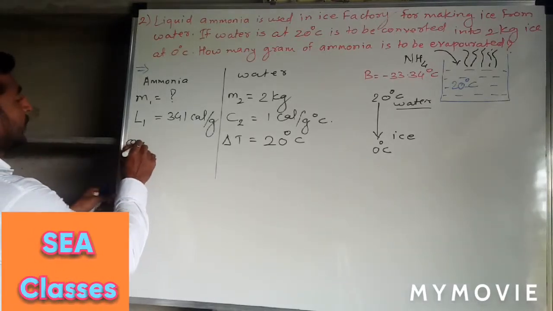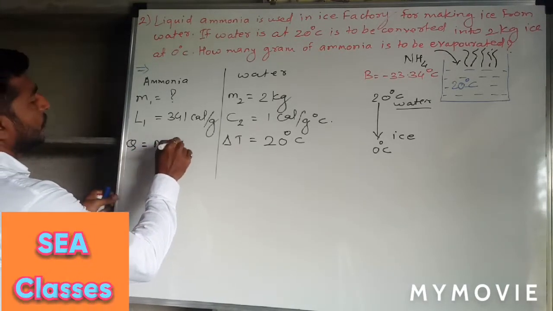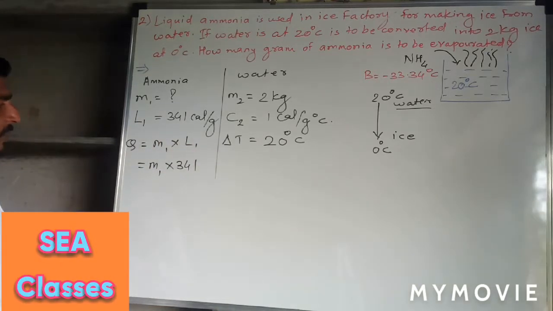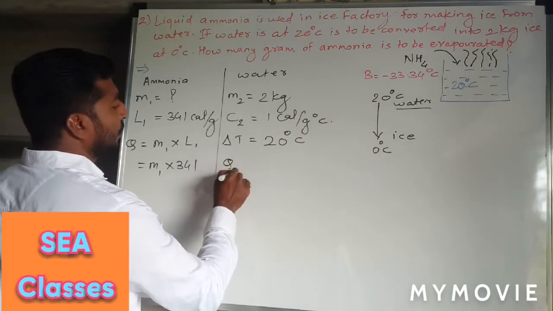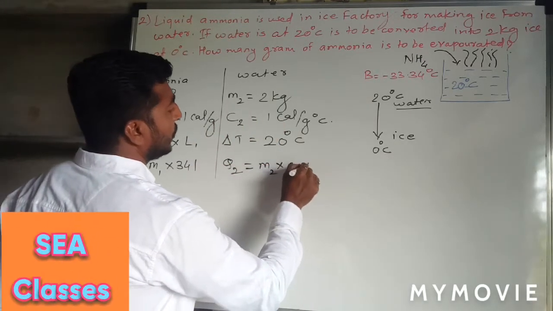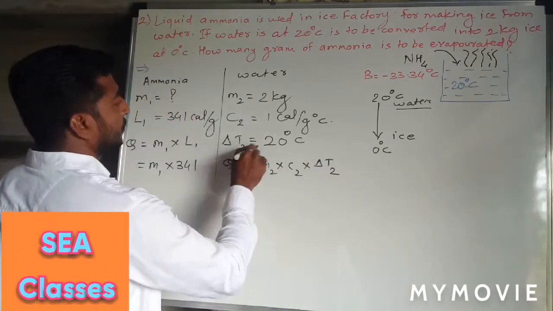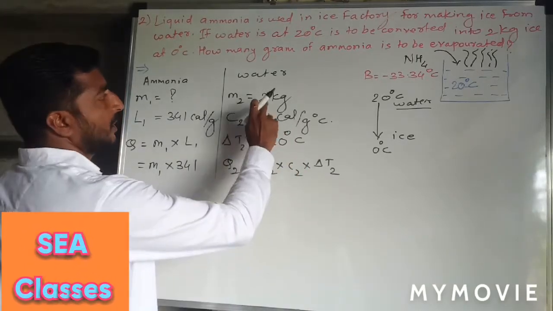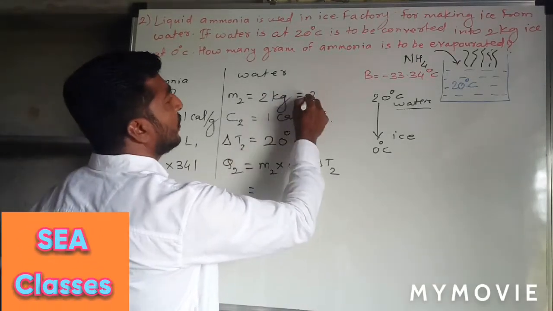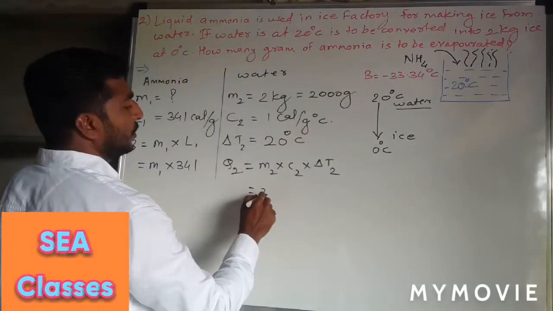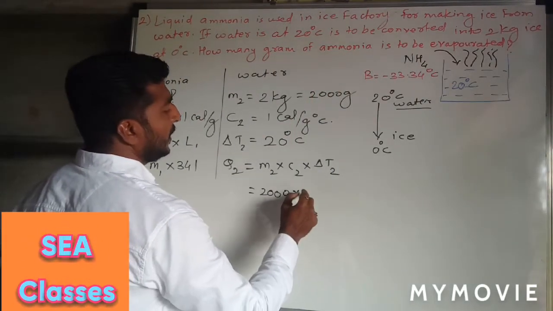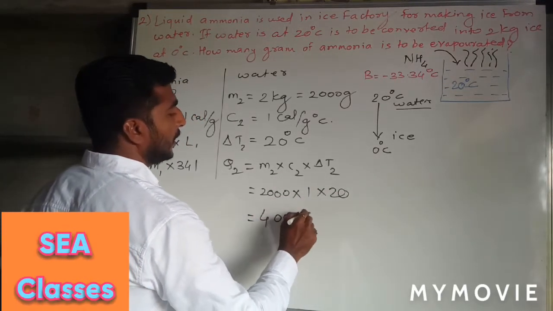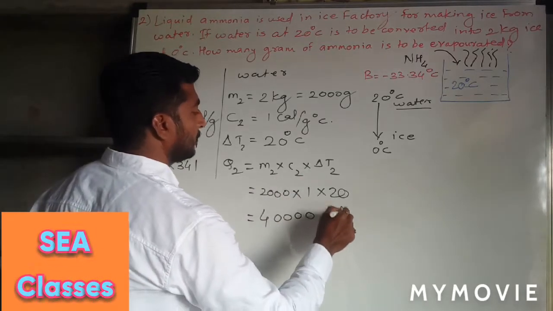Now what amount of heat is required here? Heat equals M1 into L1. M1 is not given, so keep it as it is. L1 is 341. Now we will calculate the heat here also, that is Q2 equals M2 into C2 into delta T. M2 is 2 kg. Now you see all the units are in CGS, but this is an SI unit. So convert into the CGS unit, that will be 2000 gram. So take 2000 here. Specific heat is 1, into delta T, that is 20. So it will be 40,000 calories.